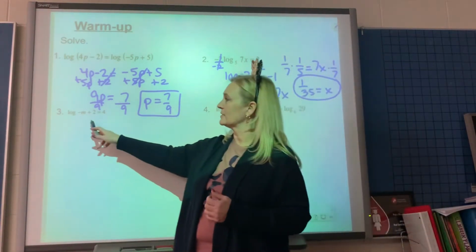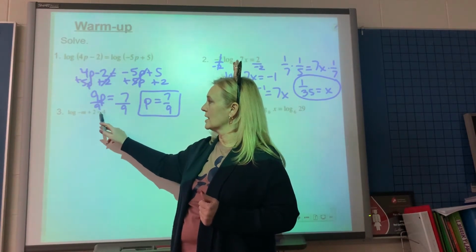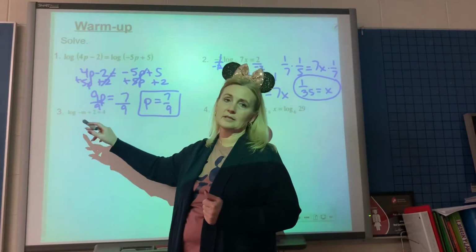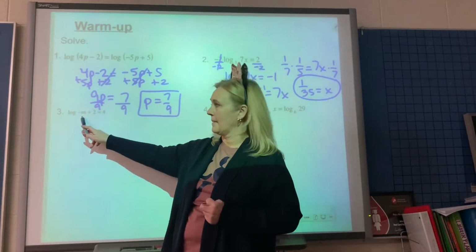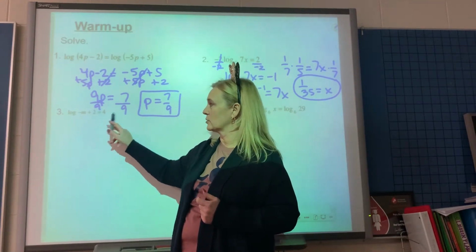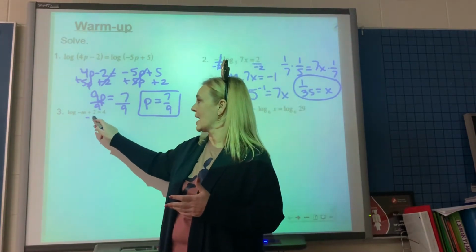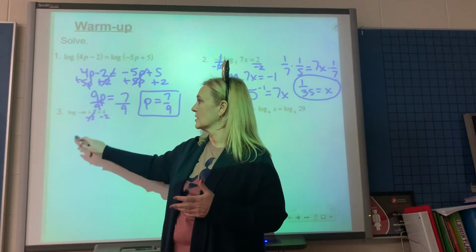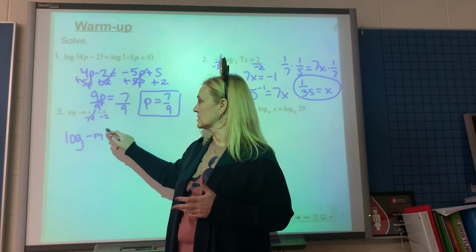Number 3 is a little bit different. It says log of negative m plus 2 equals 4. There are not parentheses around that, so it's not the log of all of that, it's just the log of the negative m, and then plus 2 equals 4. So we're going to get the log part by itself first. We're going to subtract this 2 over to the other side. So you have log of negative m equals 2.